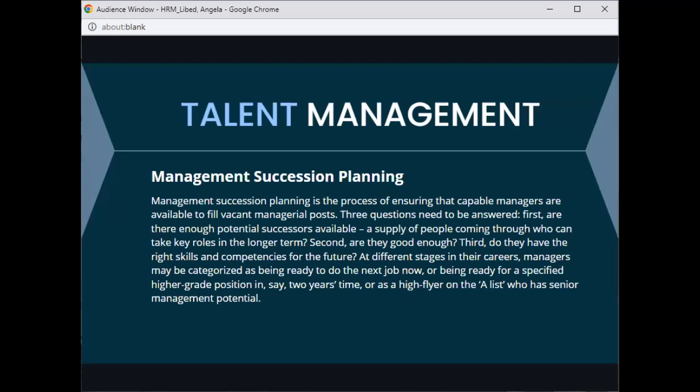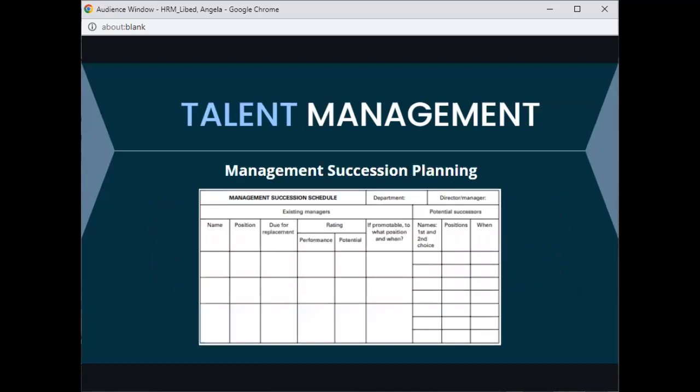for the future? At different stages in their careers, managers may be categorized as being ready to do the next job now or being ready for a specified higher grade position in say 2 years time, as applies higher on the A-list for senior management potential.